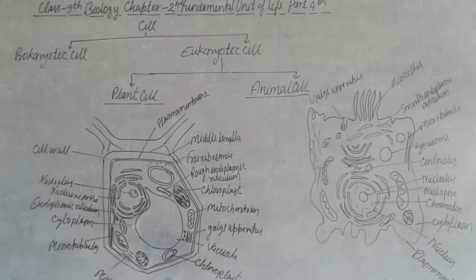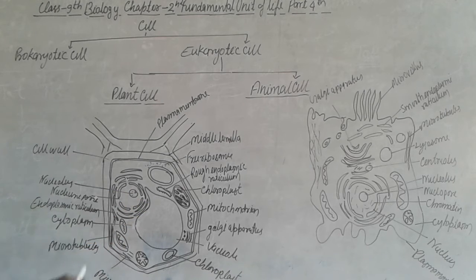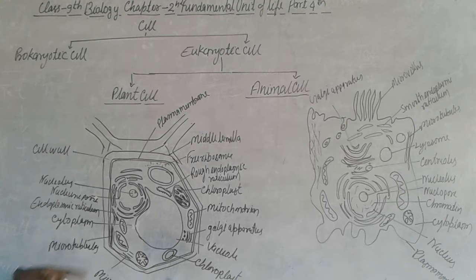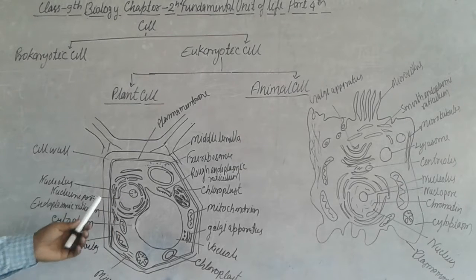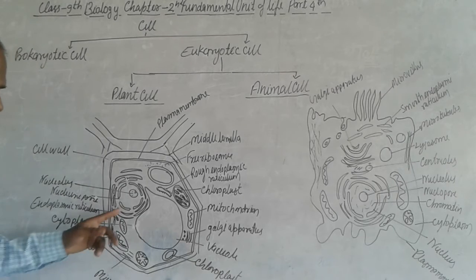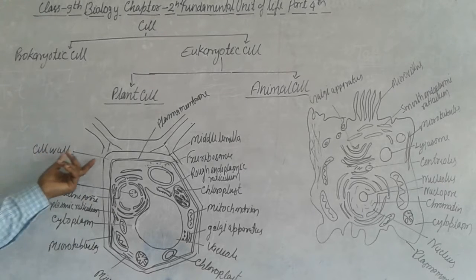And we know about the eukaryotic cell. Eukaryotic cell has a true nucleus. So this is the nucleus, and inside the nucleus there is the nucleolus. This is the pore-like structure in the nucleus. This is the nuclear pore.